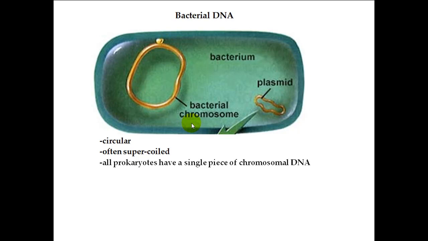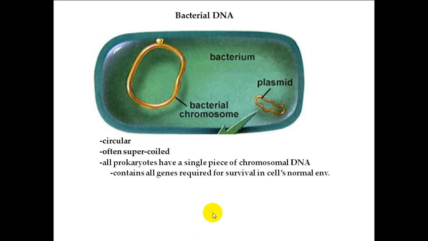The reason why you would expect all cells to have chromosomal DNA is because if you take a look at the genes found on chromosomal DNA, those are all of the genes that that bacterial cell needs in order to survive in its natural environment. So these are all of the essential genes that are necessary for survival. That's why all bacteria have chromosomal DNA.